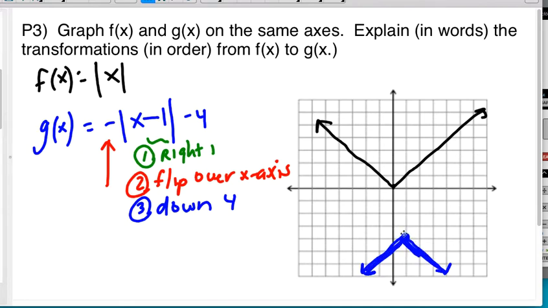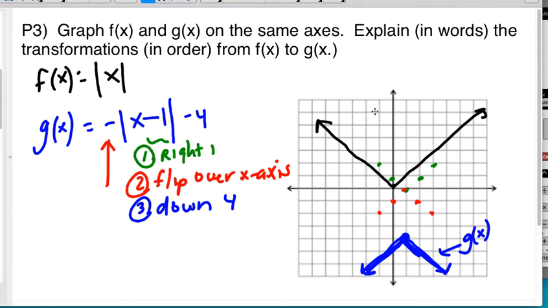Now, if you're not able to do that in your head, if you feel more comfortable saying, cool, I'm going to go right 1 and show that this is what it would look like, just a couple of those dots, right? And then I'm going to flip everything over and show that it would look like this, right? And then I'm going to take the last step of moving it down 4. That's also great. Totally cool. Doesn't matter to me which one you feel better with, but you just need to make sure that you can do it. And again, this is what I mean when I say that what really matters is that you can picture the graph in your head.